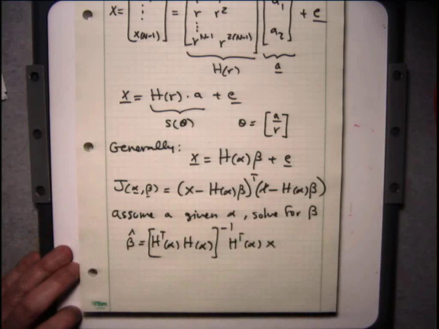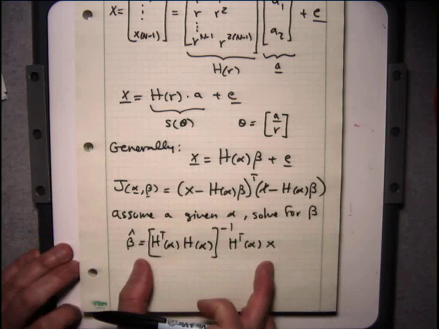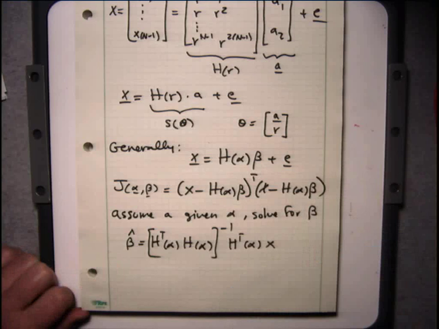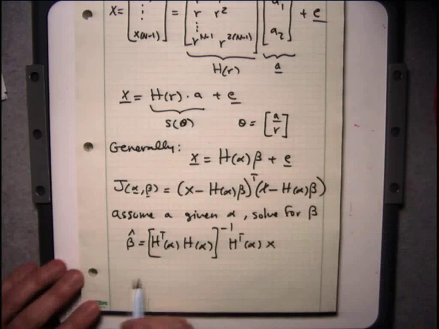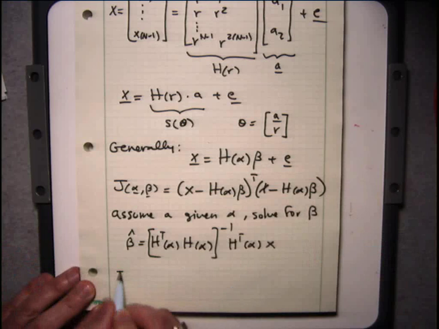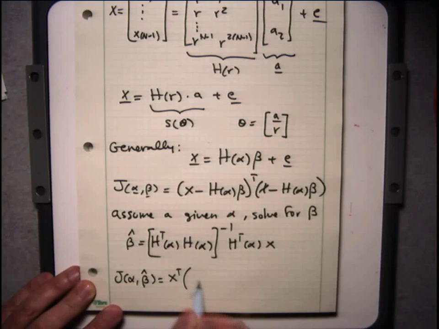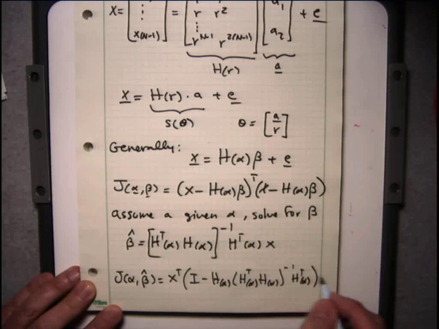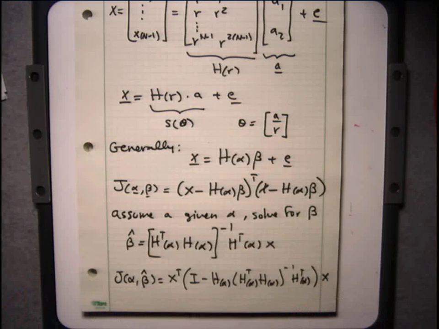Now we're going to take this beta hat and plug it into this quadratic term. And what we get is J of alpha and beta hat becomes x transpose times I minus h of alpha, h transpose h inverse, h transpose, times x.